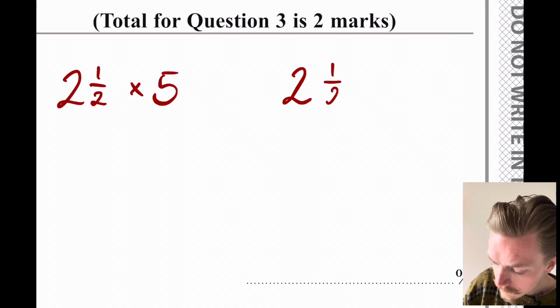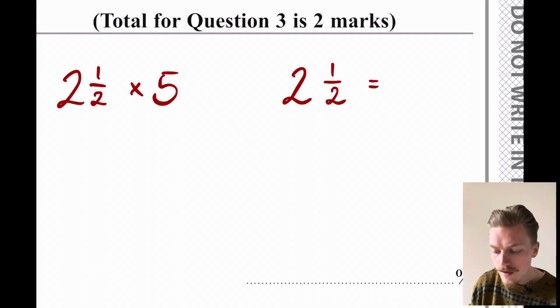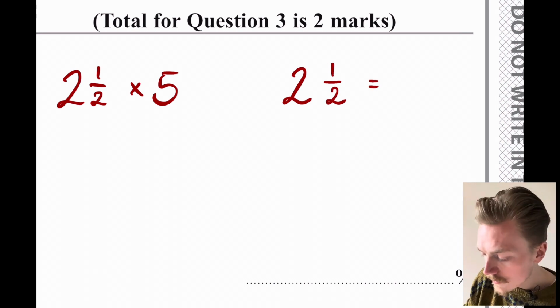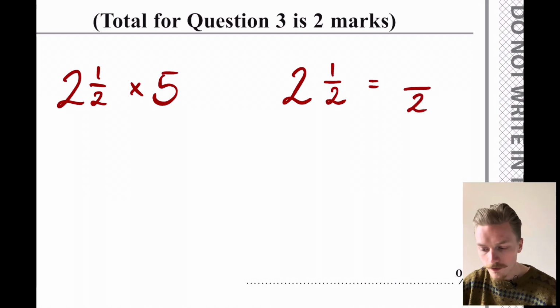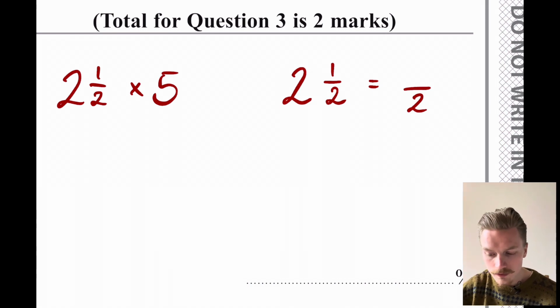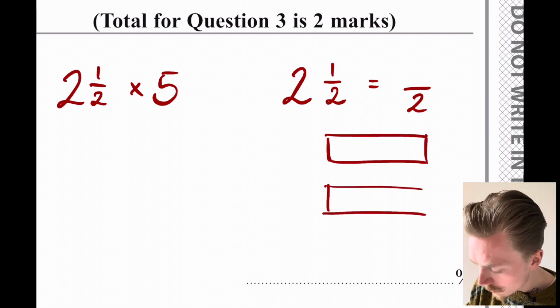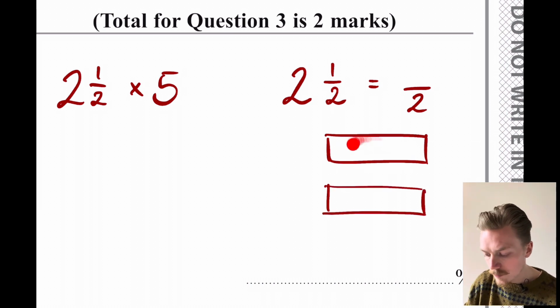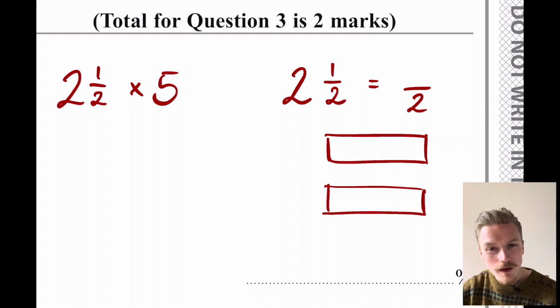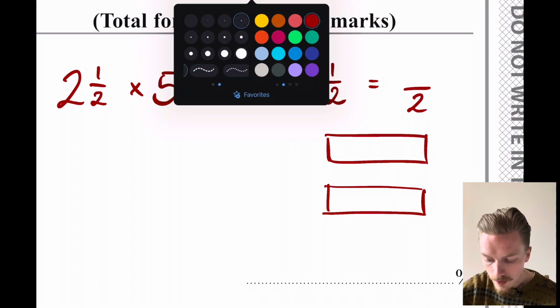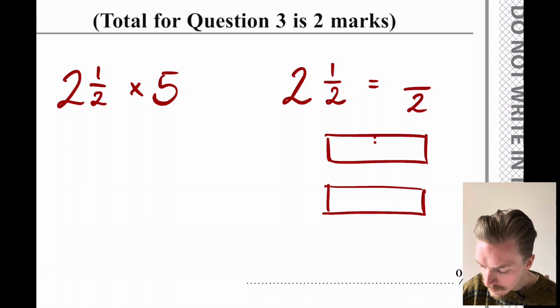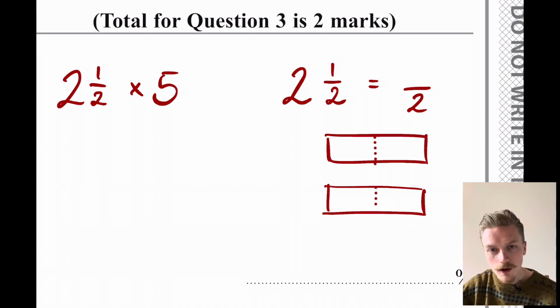So 2.5, I want to see how many halves there are in 2.5 altogether. Well, how many halves are there in 2 wholes? Well, let's do some diagrams representing 2 wholes. That's my 2 wholes. There's one whole, that's another whole. And then I'm going to split them into halves. So if I split that into a half and that into a half, then how many halves have I got all together in my 2 wholes?